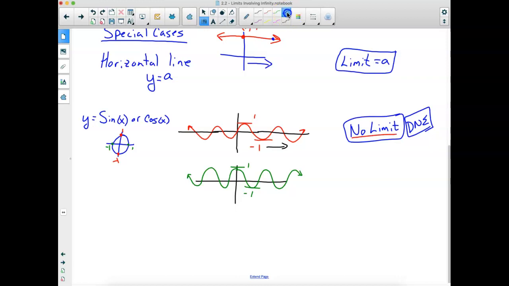The reason it doesn't exist is because it's oscillating between two values. Where's it going to hit? I don't know. That just depends where I hit on the unit circle. The bigger x gets, remember, that just means you're going around the unit circle more and more times to stop at a place. Okay, so that one doesn't really do anything.